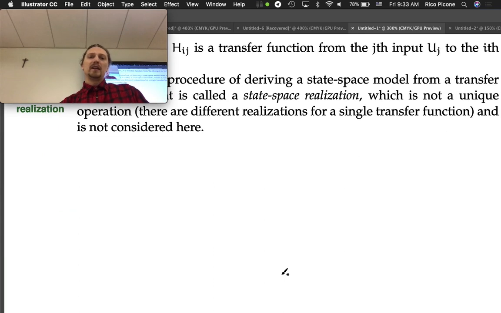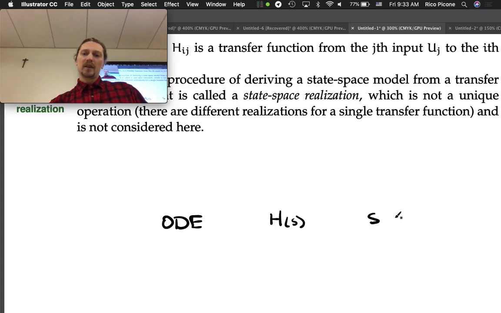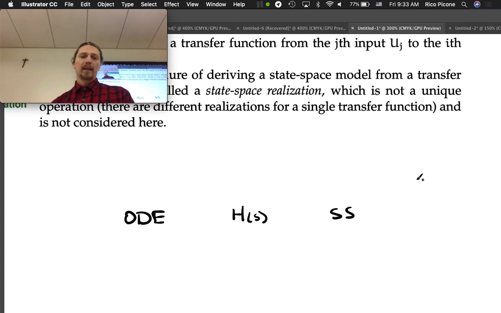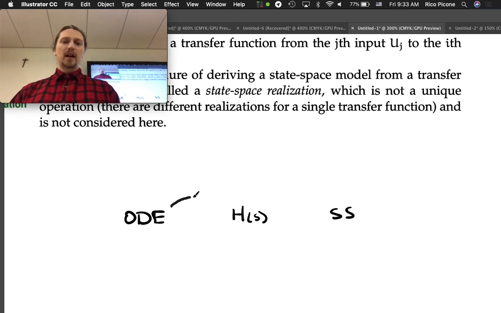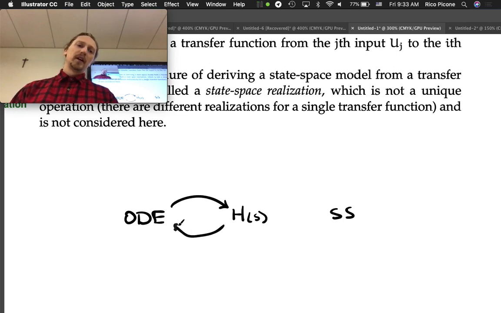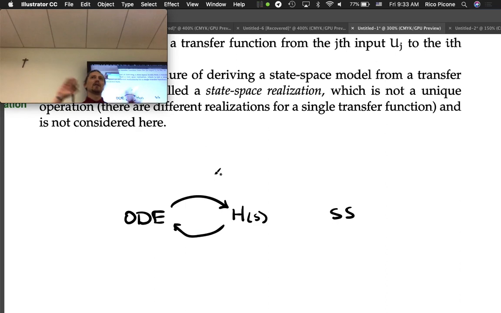So what have we done in this lecture then? We've got ODEs, and we've got transfer functions, and we've got state space models, right? So the first section here, we learned how to go from ODEs to transfer functions. And we also talked about how it's very easy to go back, which is to say you just recognize which coefficients and powers of S are associated with time derivatives of the input and the output.